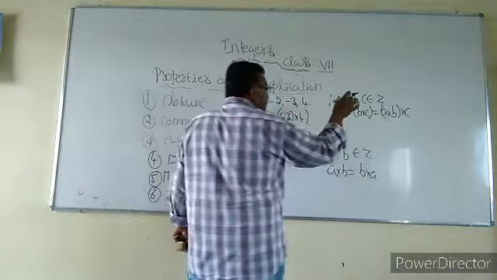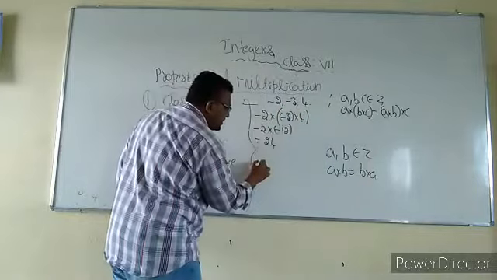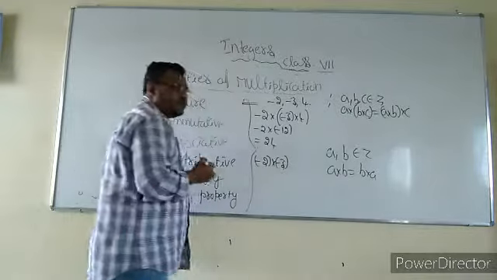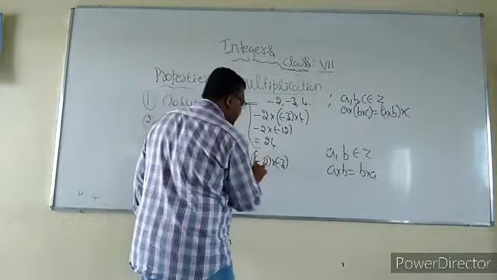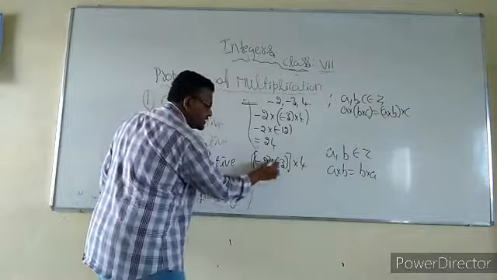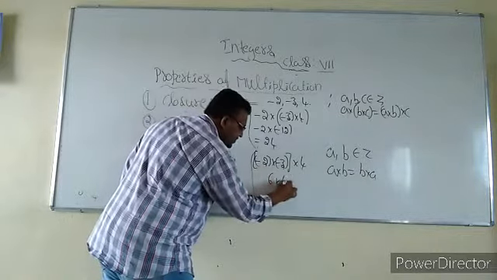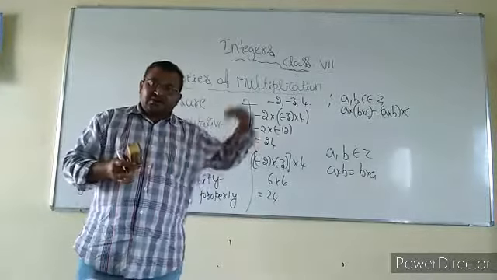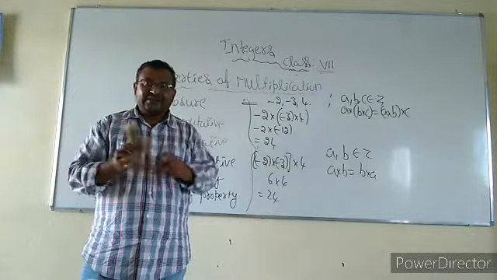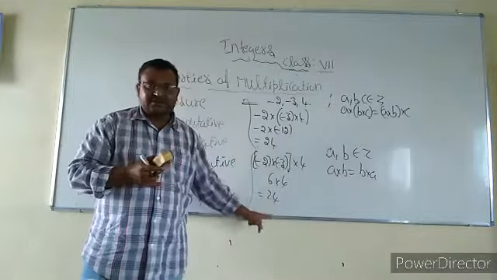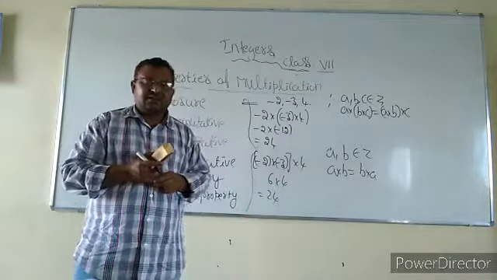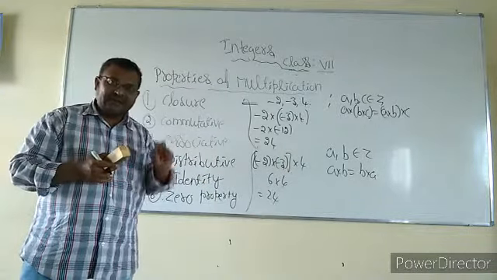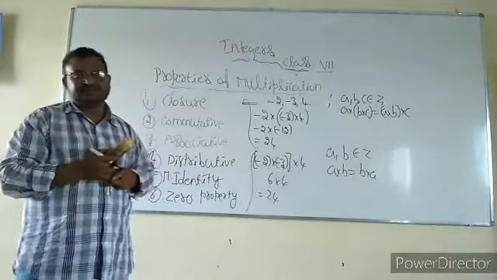Now I will multiply the first two, then after that the last one. That means -2 into -3, into 4. Minus into minus is plus, 2 3s are 6, into 4, that is 24. Whether you multiply the first two or the last two, irrespective of order, we are getting the same result. So we can say the associative property is true for integers under multiplication.